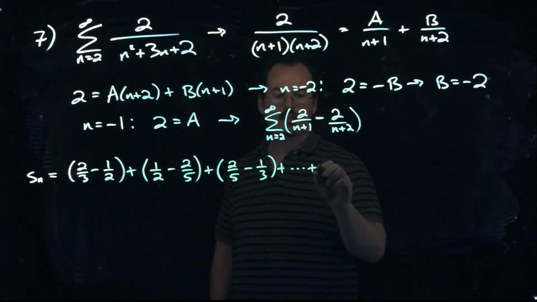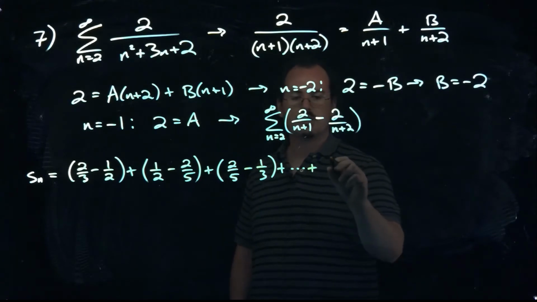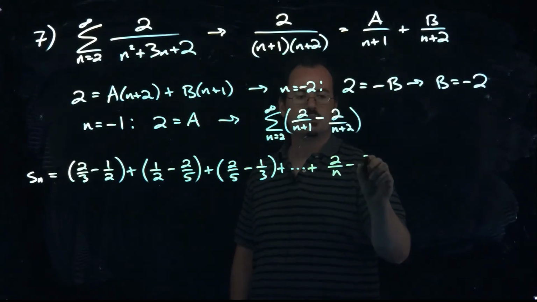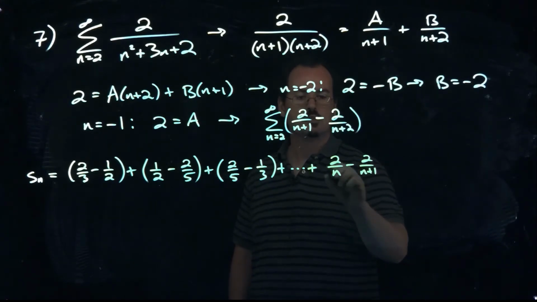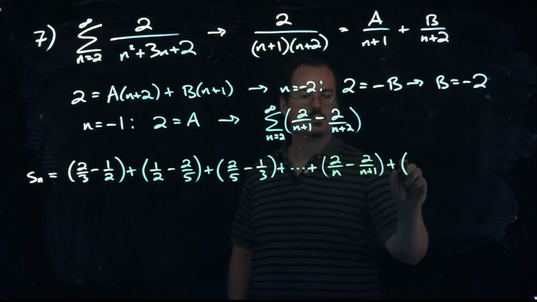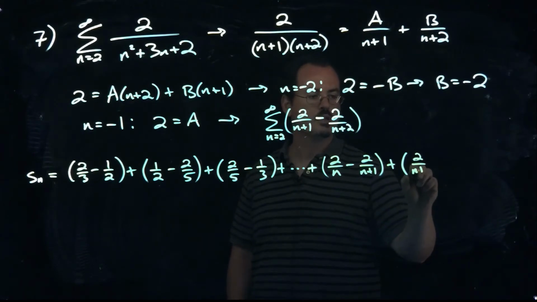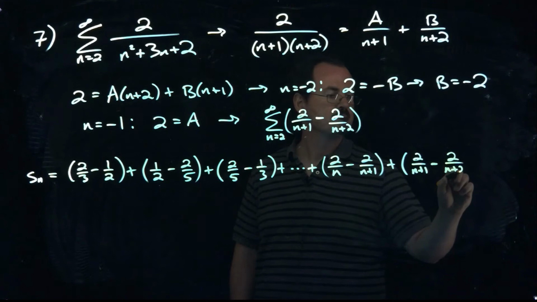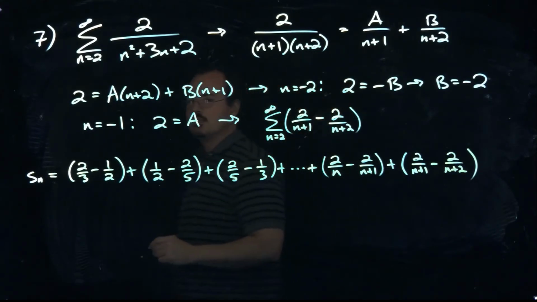We'll go to the very end here. We'll figure out what is the n minus 1th term. That's going to be 2 over n minus 2 over n plus 1. And then the nth term, 2 over n plus 1 minus 2 over n plus 2. Okay, so that's the nth partial sum.